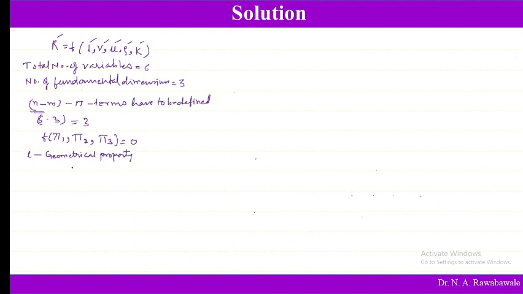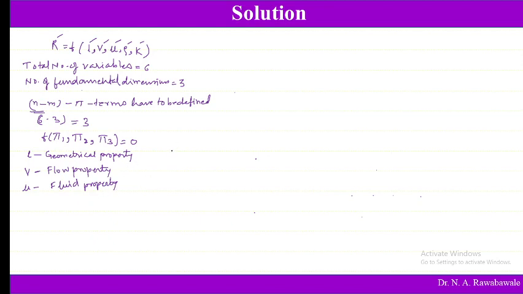Length is having geometrical property. Then the second term should have flow property. So velocity is having flow property, V. Then mu is having fluid property. So either you can take mu, or you can take rho, or you can take K as the fluid property.